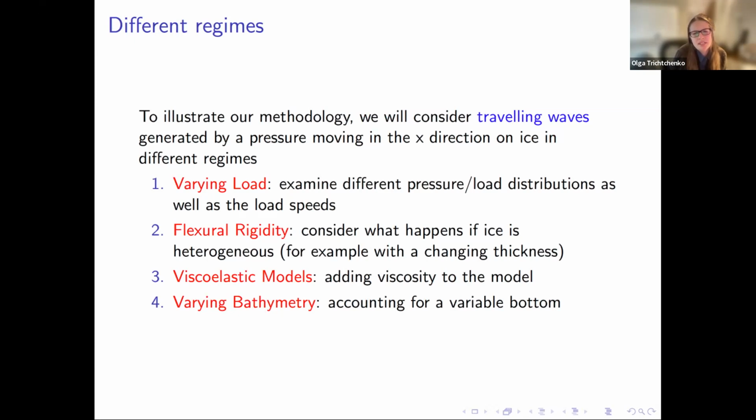So what happens if ice is, for example, heterogeneous, so if the thickness changes or any of the parameters change in the ice. And I'll briefly show you some pictures when you add, for example, viscoelasticity, so adding viscosity to the model. And then I'm going to describe what happens when you have varying bathymetry, so accounting for the fact that you might have some topography at the bottom.